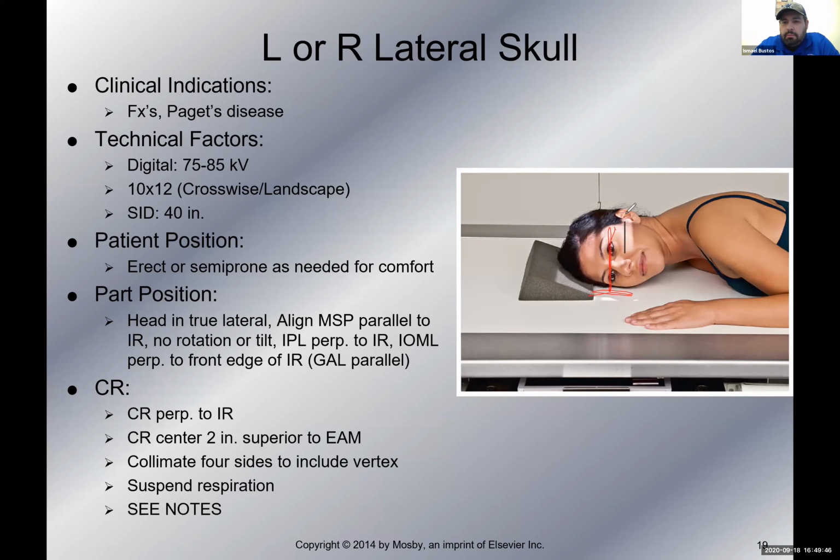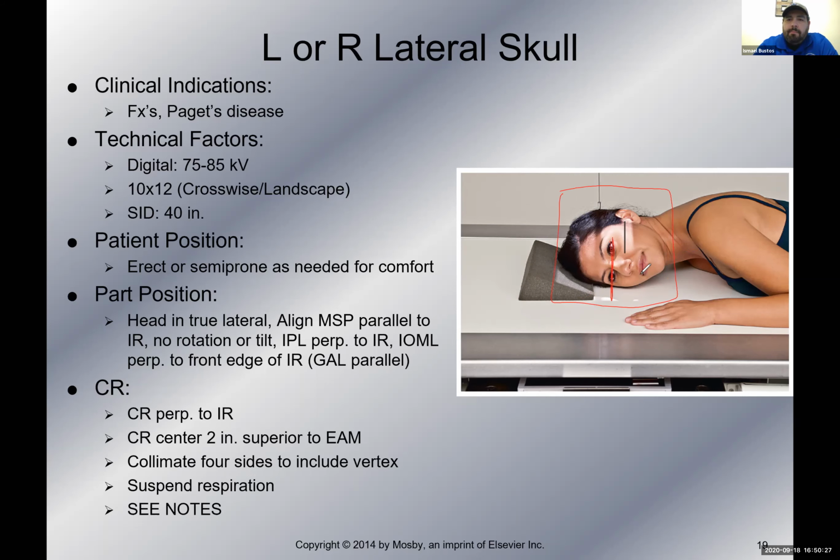The IOML, which is this line here, needs to be perpendicular to the front edge of the image receptor. The mid-sagittal plane, which comes this way, needs to be parallel with the image receptor. And then the GAL, which is in the front here, needs to be parallel to the front edge of the image receptor. I also draw an image receptor around her like that. This GAL is parallel to that front edge. If I also draw another image receptor there, IPL is perpendicular to the image receptor that's laying flat.